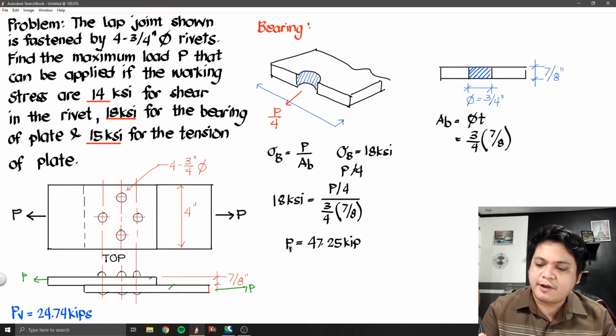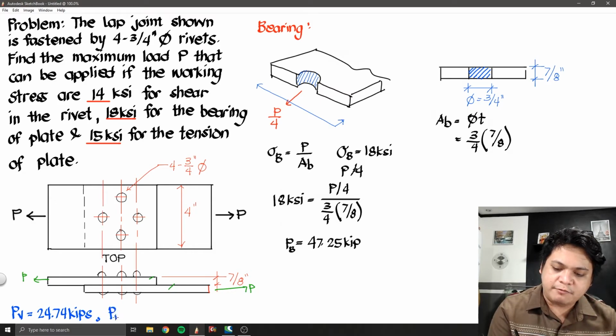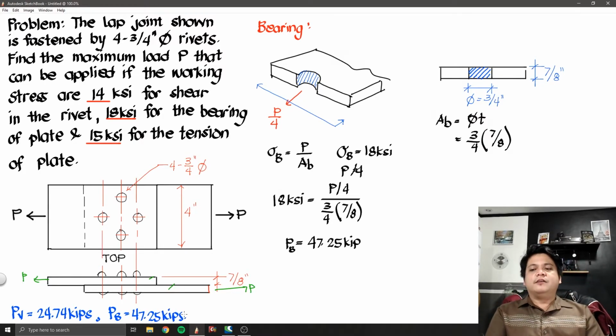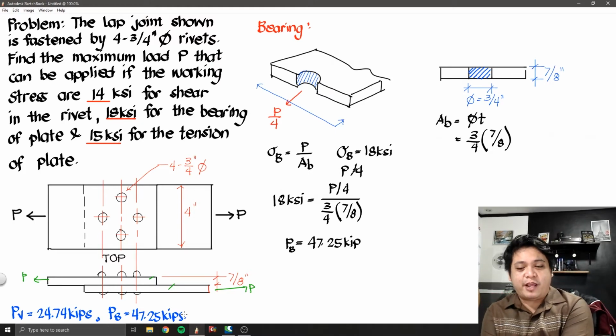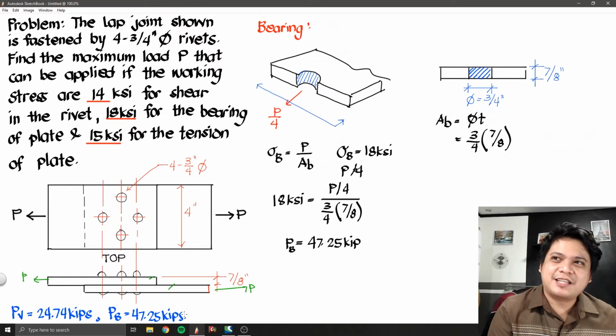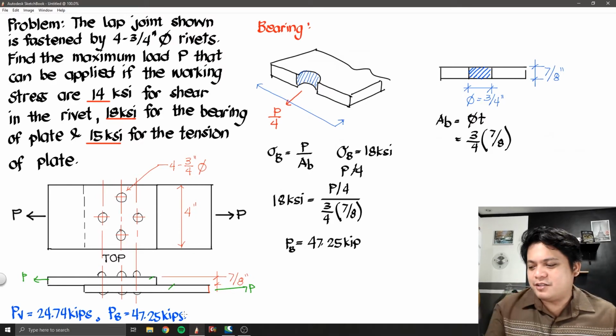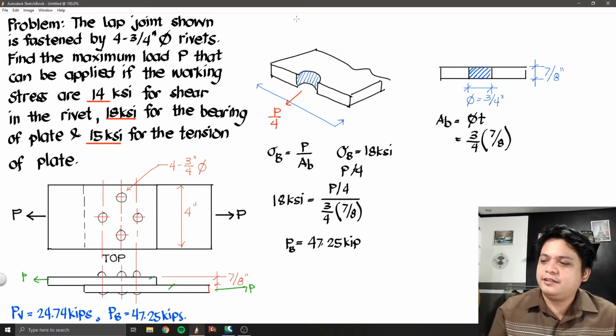Okay, tawagin natin yung bearing. So I will now have here P of bearing equal to 47.25 kips. Okay? So, lastly, kukunin natin yung tension dun sa plate. Okay? So, i-disregard na muna natin yung bolts kasi tapos na tayo dun, no? So, delete ko muna ulit. Okay? I-post nyo na lang ha para kopyahin nyo.